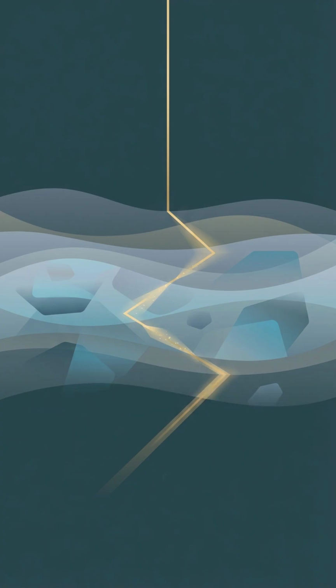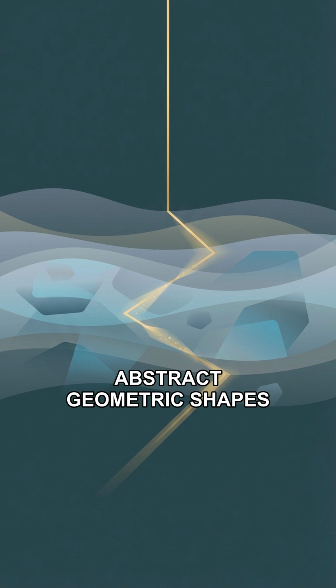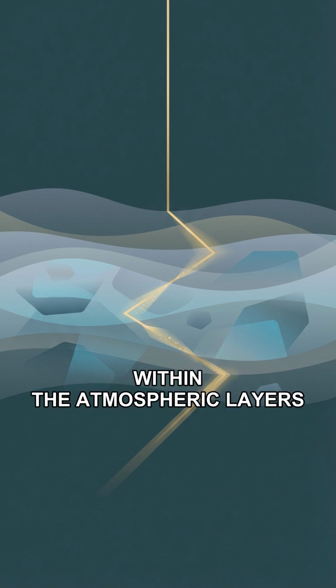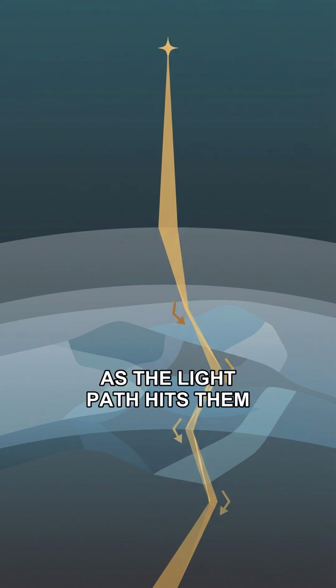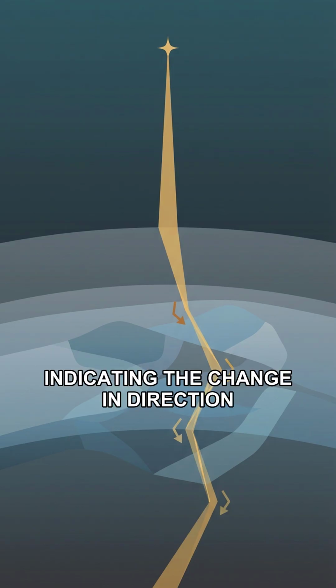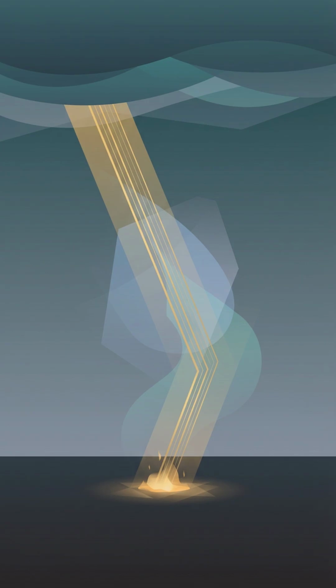Infographic. Abstract, geometric shapes, representing pockets of air, fade in and out within the atmospheric layers. As the light path hits them, small, clean arrows briefly appear, indicating the change in direction.